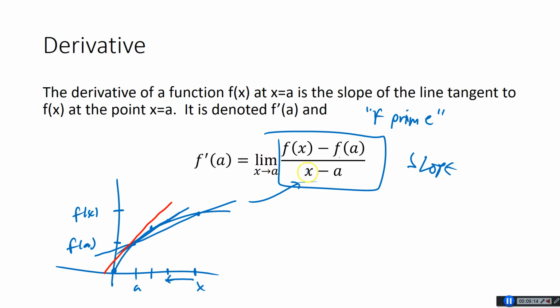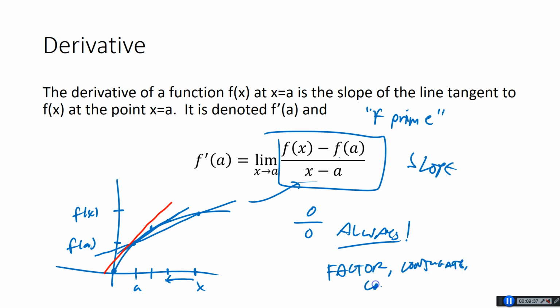And you'll notice if you just do the simple thing, if you just change the x's to a's, or the a's to x's, either way, you will always get 0 over 0. That means you're going to have to do more work. We're going to have to do things like factor, all the stuff we did when we were learning limits. You might have to multiply by a conjugate. You might have to find common denominators.